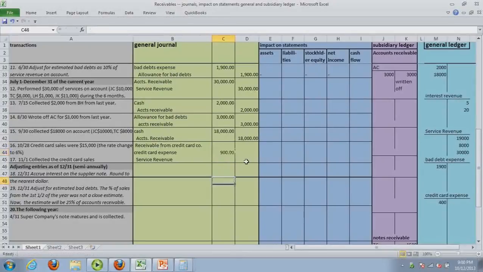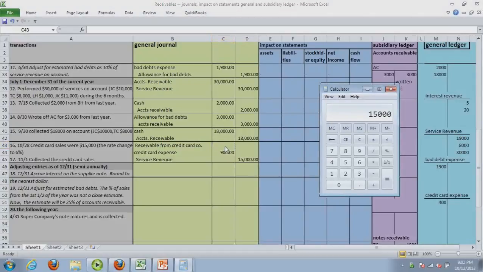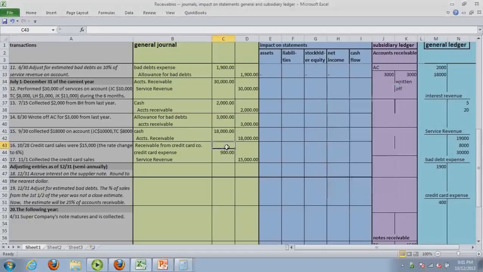The service revenue, remember, the revenue is always recorded at the full amount. I didn't allow space in there, did I? I'll have to add a little room. So we have $15,000 for the service revenue, and then if we take 15,000 times the 95%, that's what we're going to be receiving, $14,250.